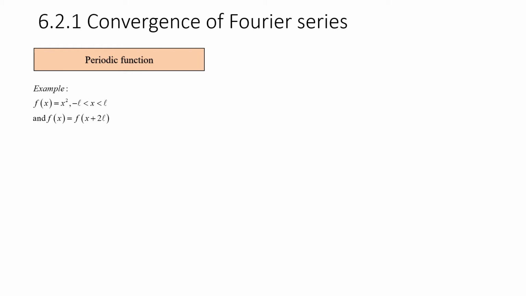In the previous video, we discussed how to develop a Fourier series corresponding to a periodic function by finding the coefficients a naught, an, and bn. So, getting the coefficients a naught, an, and bn doesn't mean that the Fourier series converges to the periodic function. So, how do we make sure that the Fourier series converges to the periodic function?